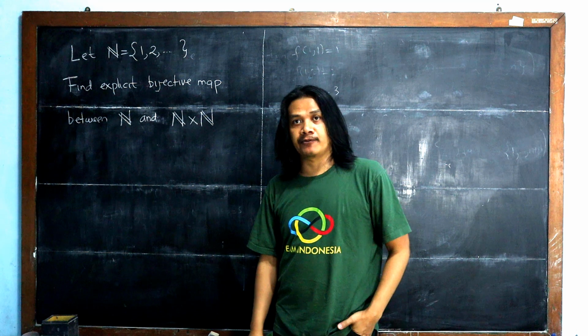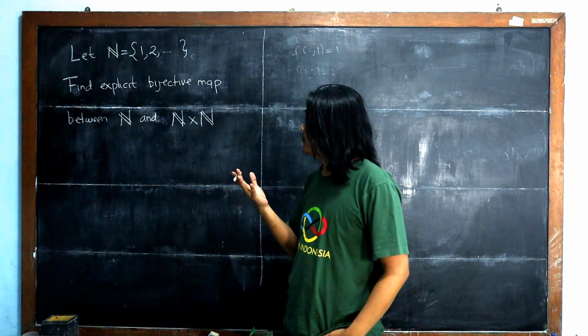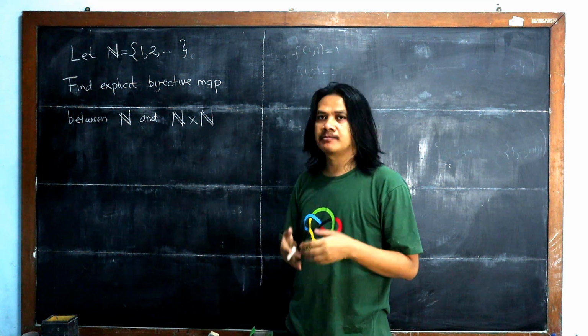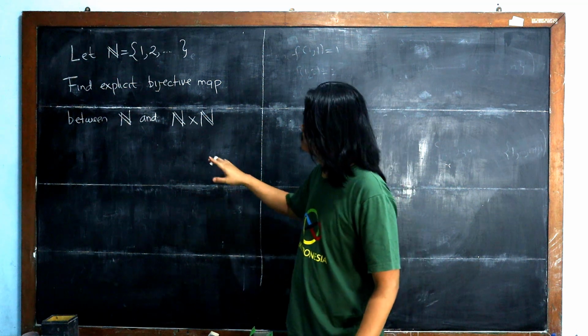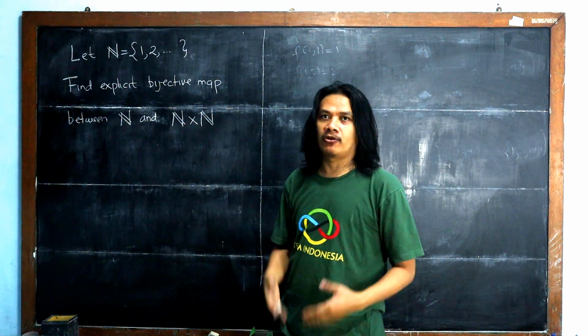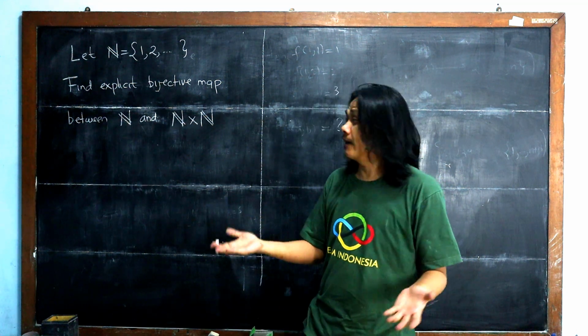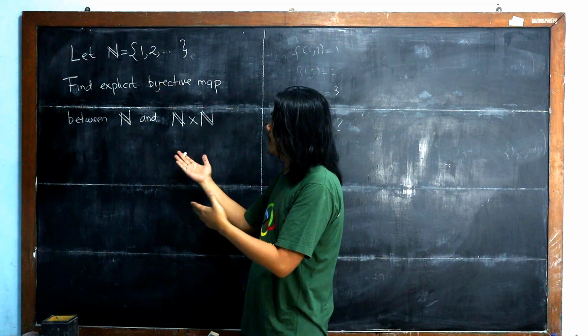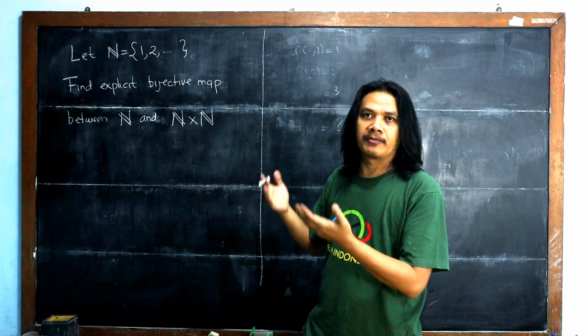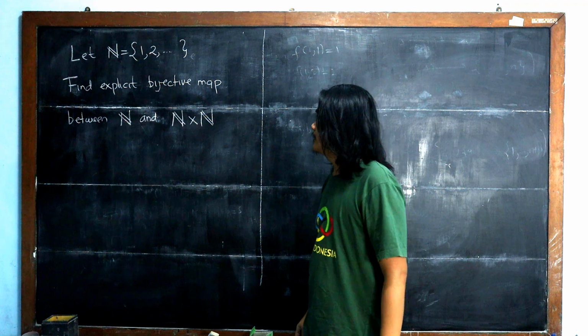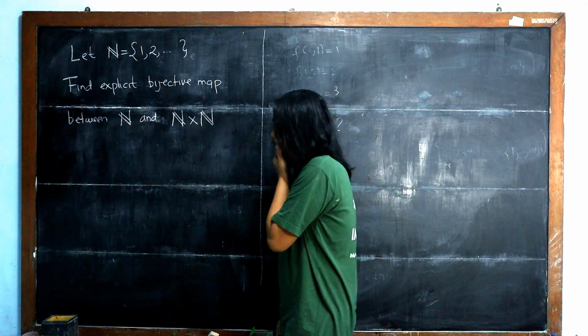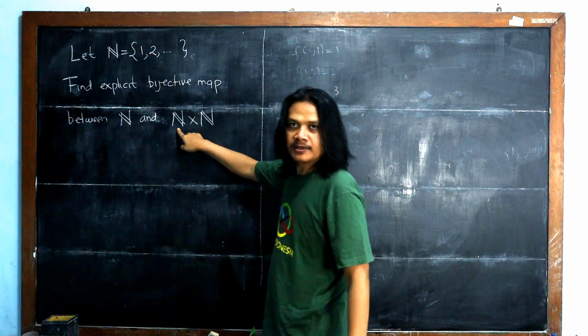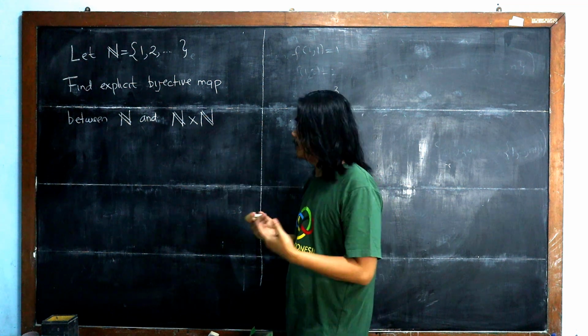Today we're going to discuss the following problem. We want to find an explicit bijection from N cross N to N, or vice versa, whichever you like, whether from N to N cross N or from N plus N to N. Okay. So first of all, we're going to list all elements of N cross N in the following manner.